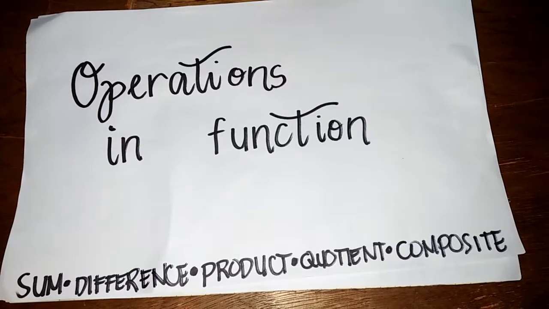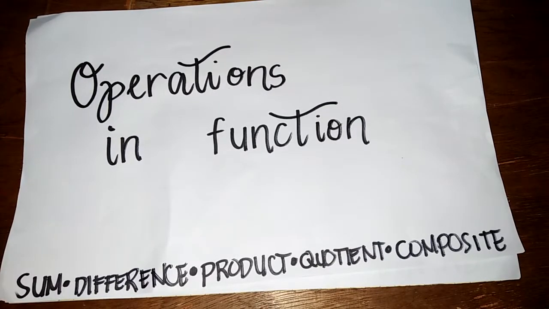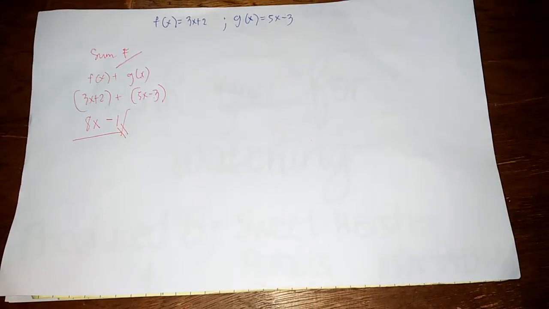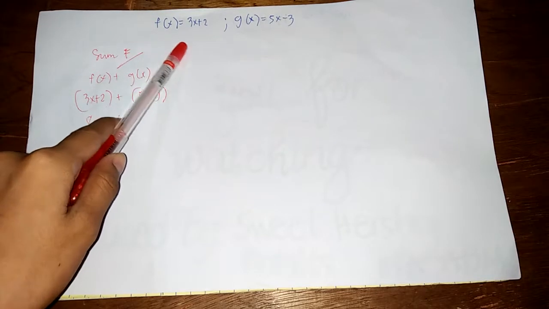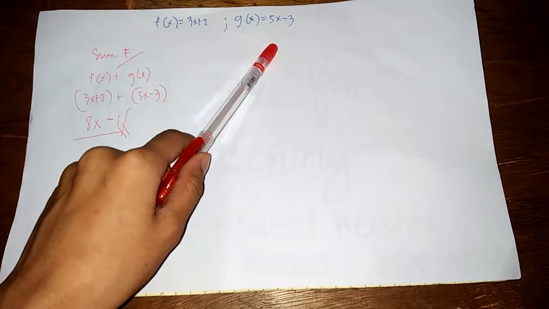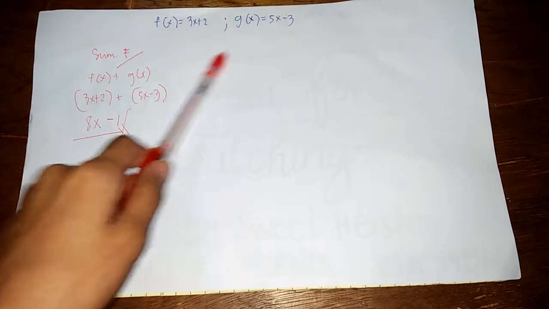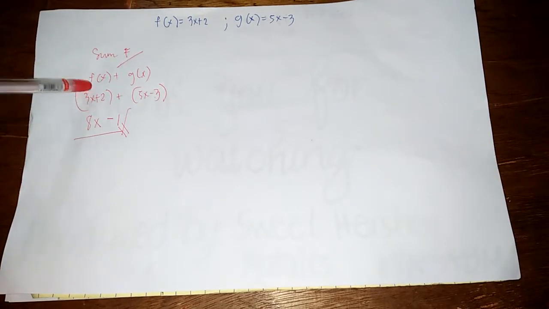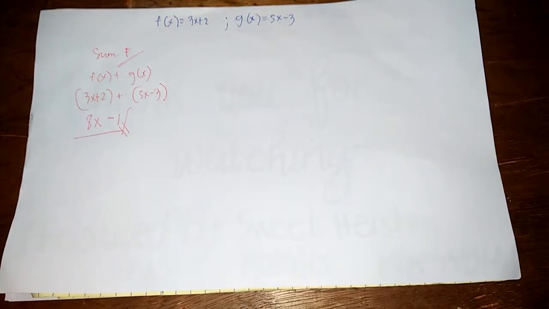We will be having a tutorial about the operations in function that includes a sum, difference, product, quotient, and a composite function. To start with, we will have to do first the sum function. The given is f of x is equals to 3x plus 2, while the g of x is equals to 5x minus 3.